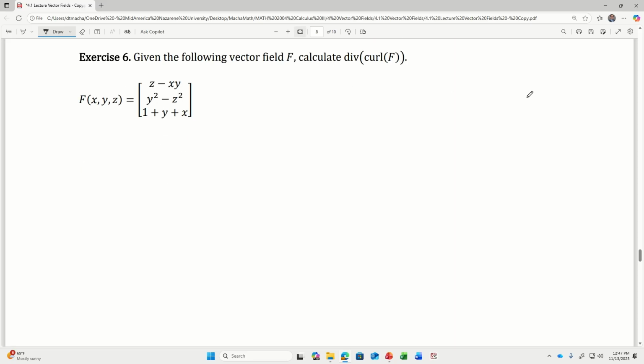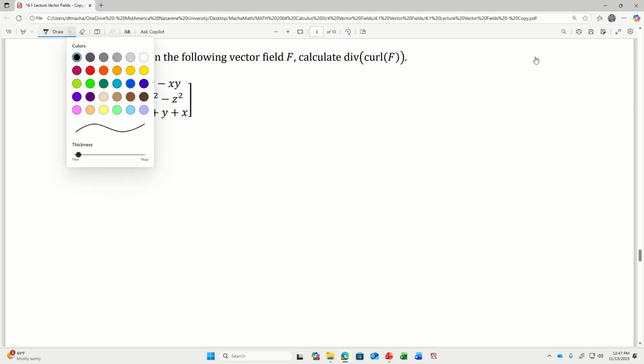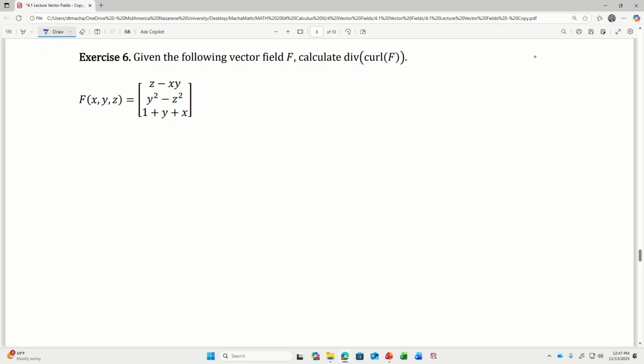All right, given the following vector field F, calculate the divergence of the curl of F. If you've really been paying attention, you probably know what the answer is going to be. But let's pretend we don't already know the answer. And so we'll start off by taking the curl of F.